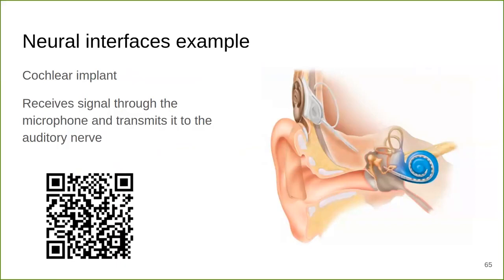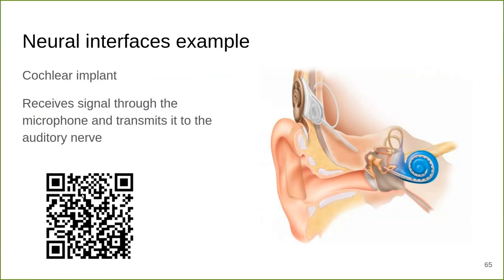And it turns out that neural interfaces are already in use right now. It's not something really fantastic, not something from sci-fi literature, because we already have cochlear implants, and they are a very specific type of neural interface. The way it works is that if people are not able to hear naturally, the cochlear implant receives the signal through the microphone, and it is transmitted to the auditory nerve.